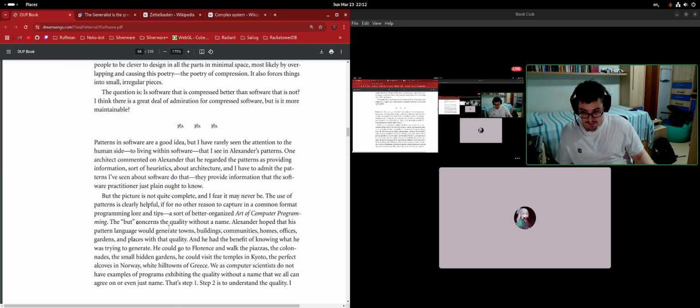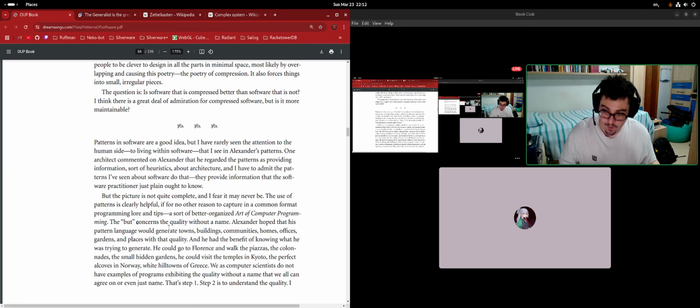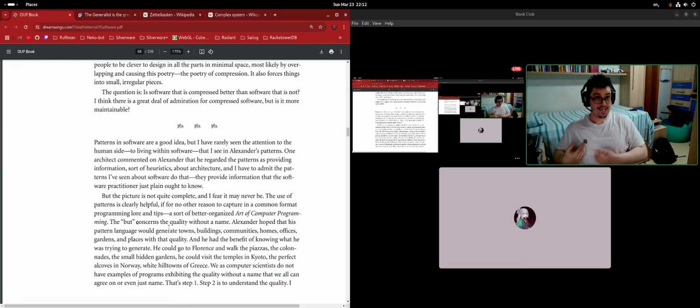Alexander hoped that his pattern language would generate everything with this quality, and he had the benefit of knowing what he was trying to generate. Even though he couldn't name it, he had evidence, he had artifacts containing the quality, which is a luxury that we don't have.